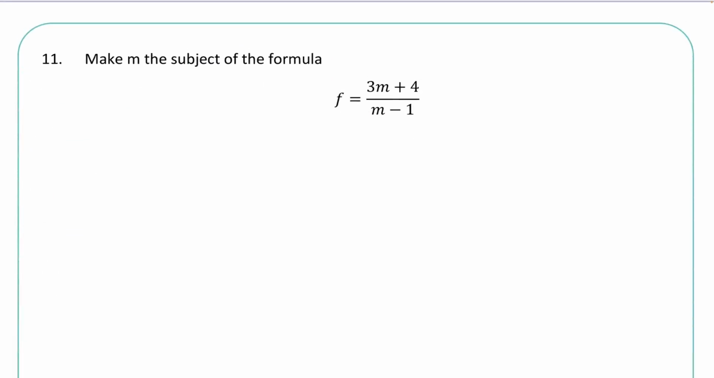Okay, so looking at some subject of a formula. Here we have a fraction involved. We're trying to make m the subject, so we need this to first be a nice straight line formula, and then we want to get all the m's on the same side.